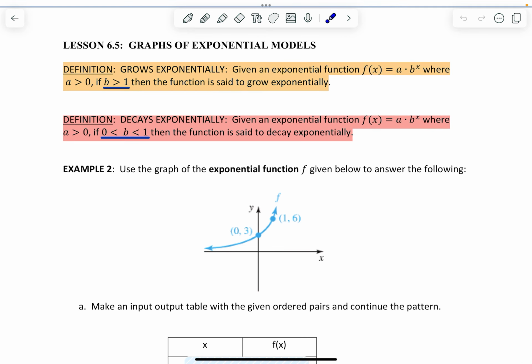There's just the formal definitions there, right? And we did talk about that last class. If b is greater than 1, it's growing exponentially. But if b is between 0 and 1, then we are decaying exponentially.